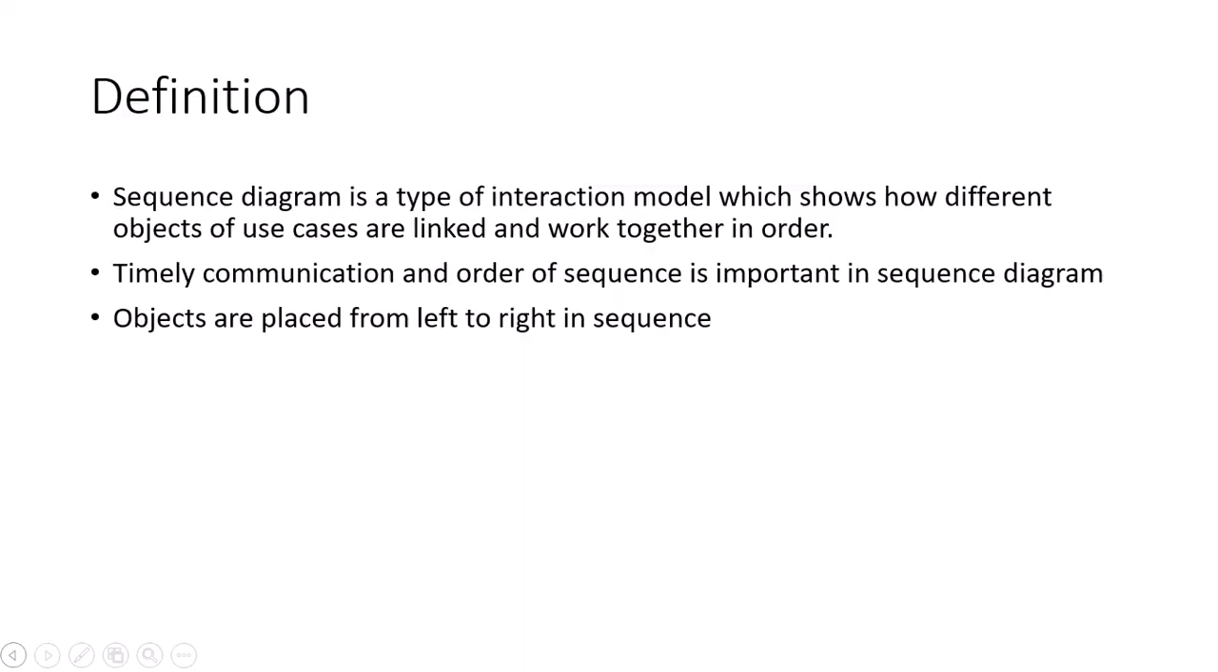Hello guys, today's topic is sequence diagram using UML. Definition: sequence diagram is a type of interaction model which shows how different objects of use cases are linked and work together in order.